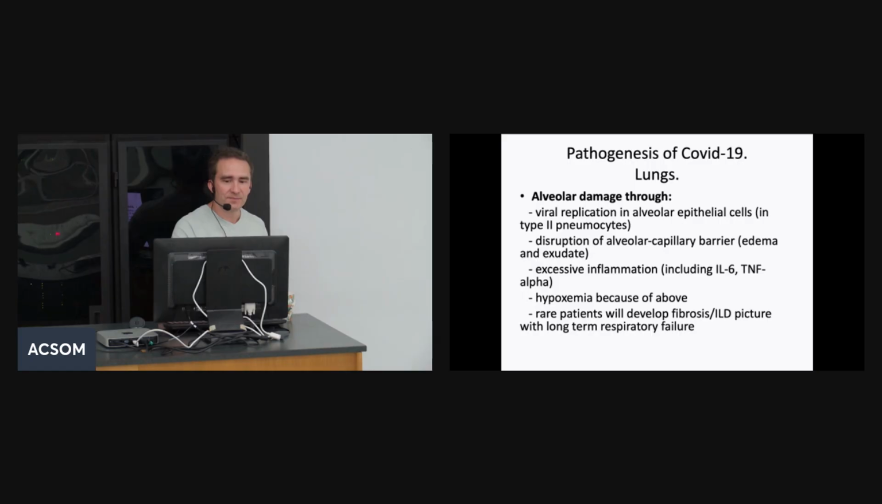Because of all the above, hypoxia will result. Patients will become more short of breath and end up in the hospital. And then rare patients after the acute phase may develop a fibrotic interstitial lung disease (ILD) type picture with long-term respiratory failure, but that's not very common.